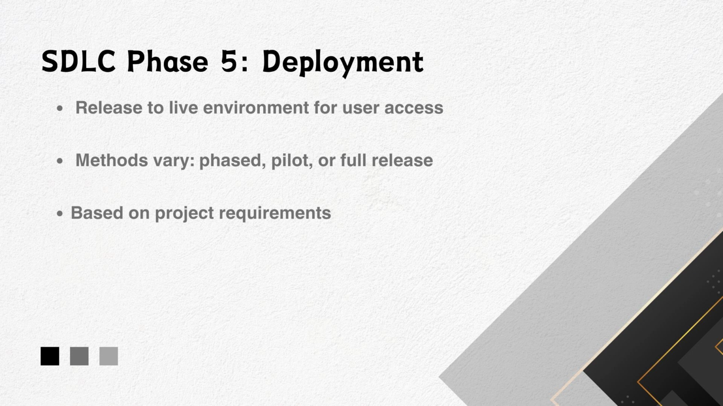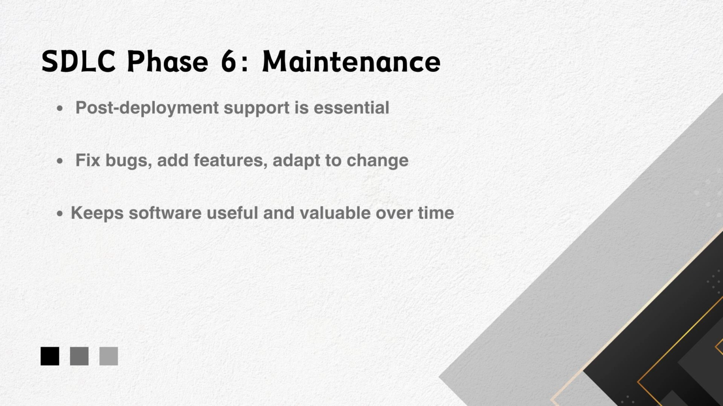5. Deployment. Once testing is complete and the product is stable, it's deployed to the live environment where users can access it. Deployment can be done in different ways, sometimes in phases, sometimes in a pilot run, or sometimes as a full release, depending on the project requirements. 6. Maintenance. After deployment, work isn't over. Software needs ongoing support, fixing bugs, adding new features, and adapting to changes in business needs or technology. Maintenance is what keeps the software useful and valuable over time.